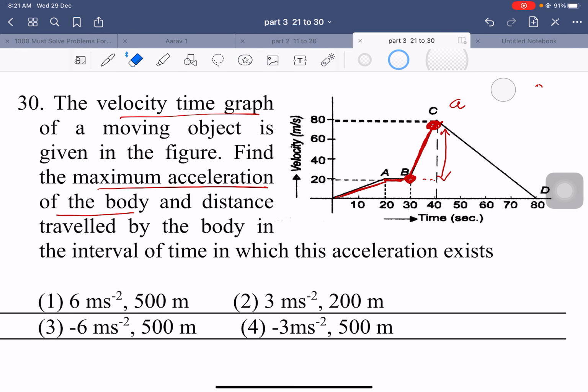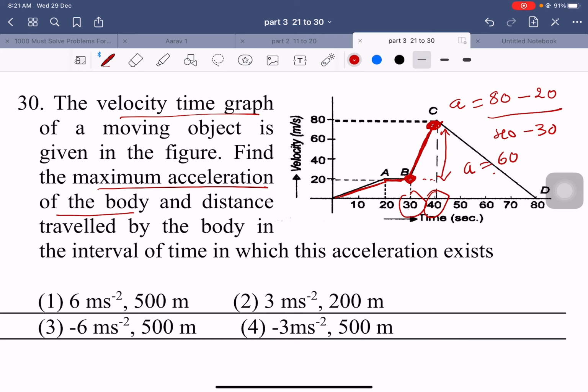I'll just erase it. Okay, once again. 80 minus 20 divided by 40 minus 30. 80 minus 20 is 60. Okay, so 60 divided by 10 will be equal to 6 meter per second square. Okay, so acceleration is 6 meter per second square. So definitely first option should be correct, because in no other options acceleration is 6 meter per second square.